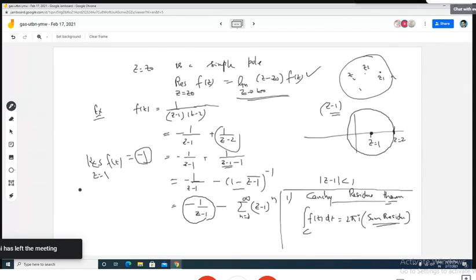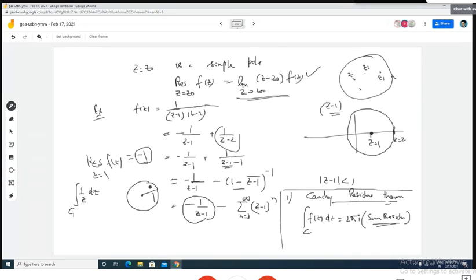For example, suppose you want to integrate this 1 upon z dz. Let's try to find this 1 upon z dz along this circle C1, that is the circle centered at the point 1, 0 and radius 1, right? So you know for this function 1 upon z, it has a singularity at z equal to 0. But what is the residue of this function f(z) at z equal to 0?